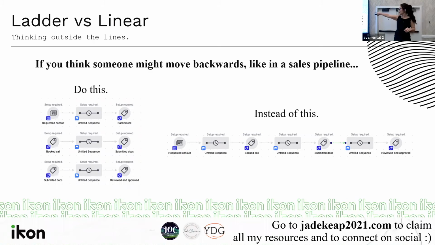So notice how the booked call is the end goal of the top ladder rung, but it's also the start goal of the second ladder rung. So that means they can end whatever's happening and start something else. But if they're in the middle and they go backwards, it's okay because it ends and it starts up here and then things don't get convoluted. Just a little hygiene tip.